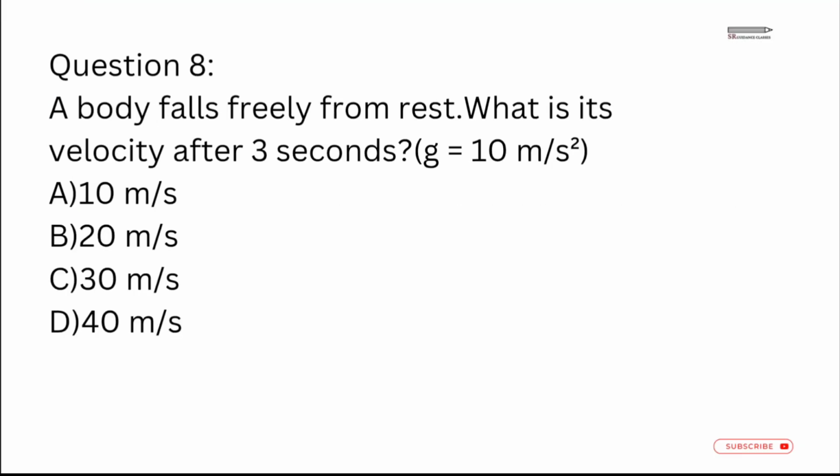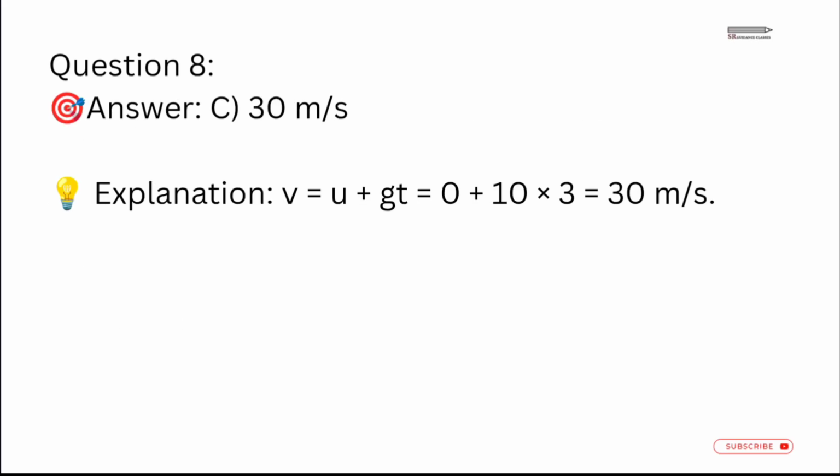A body falls freely from rest. What is its velocity after 3 seconds? The correct answer is option C, 30 meter per second.